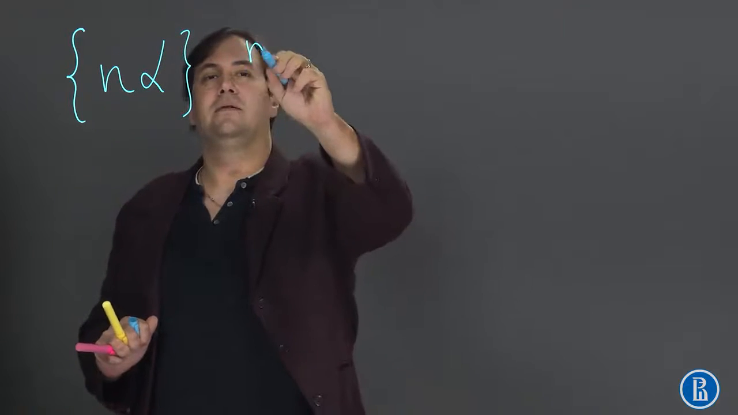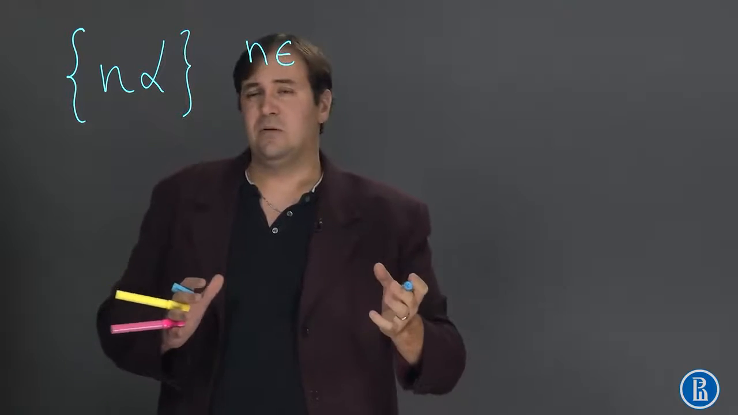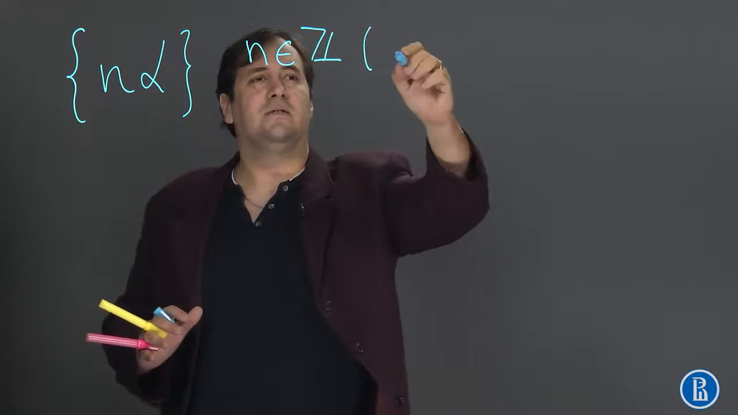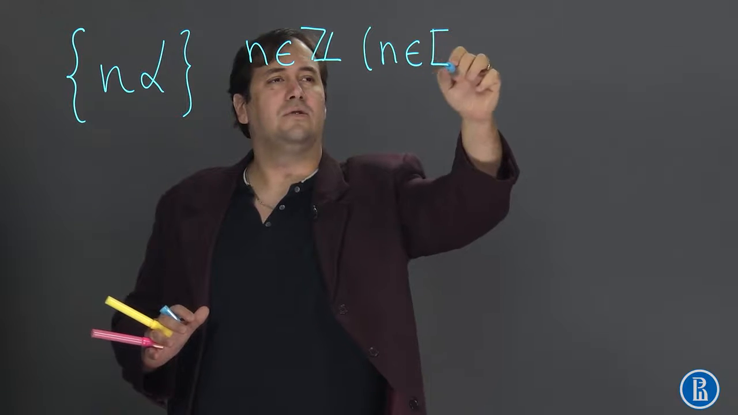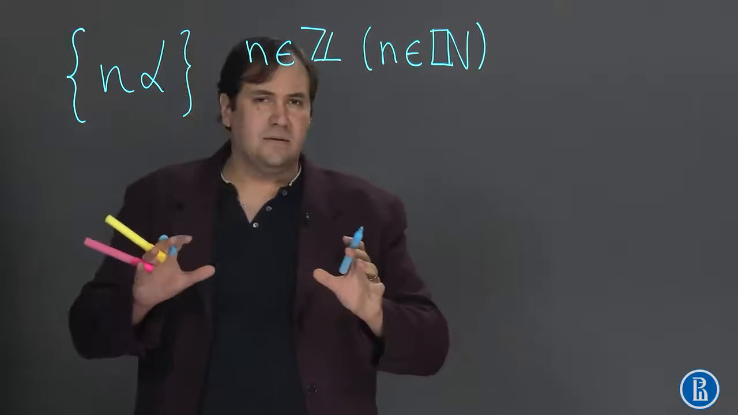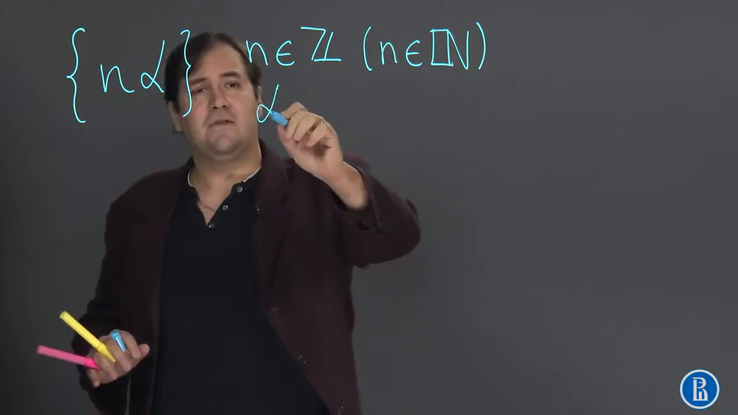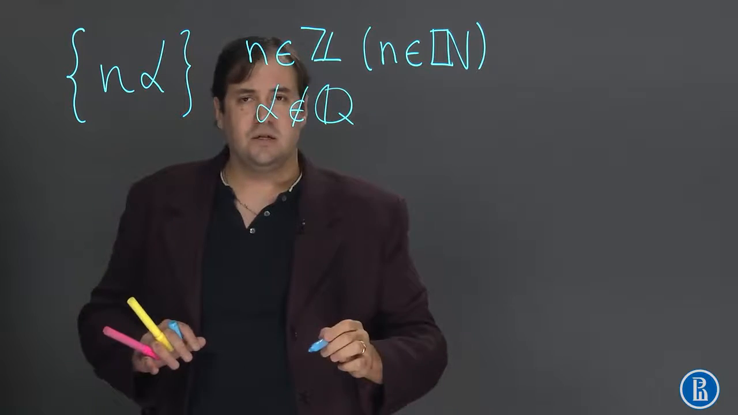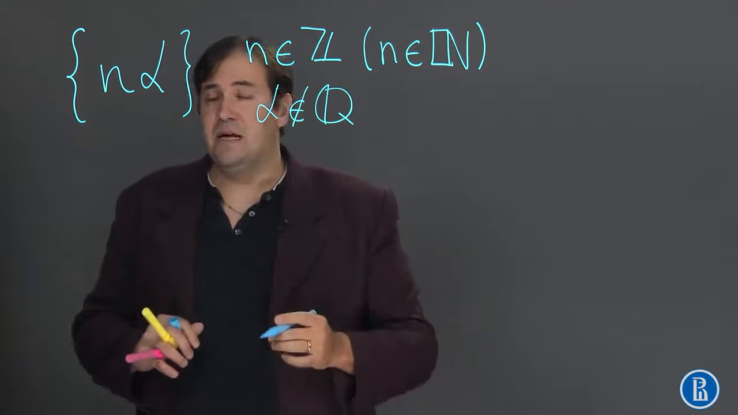where n is an integer, but we can consider it to be a positive integer. So we'll write here arbitrary integer and also maybe positive integer. There is not so much difference between these two cases. And alpha is an irrational number. So alpha is not equal to any fraction of integers.